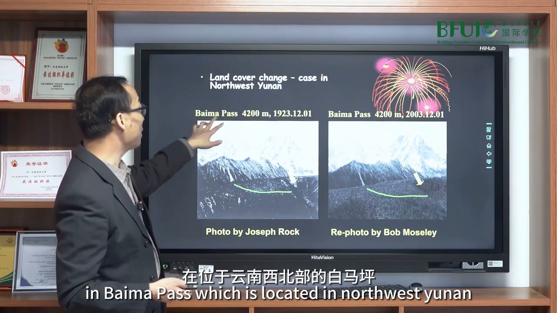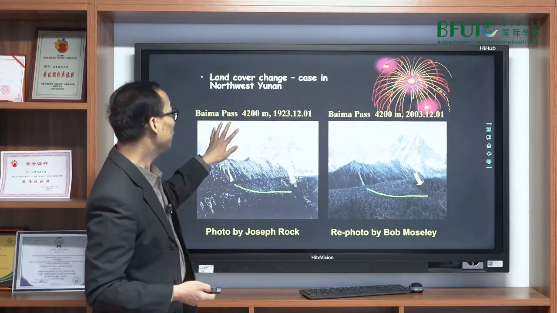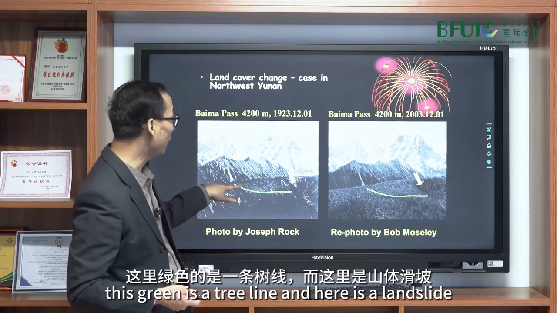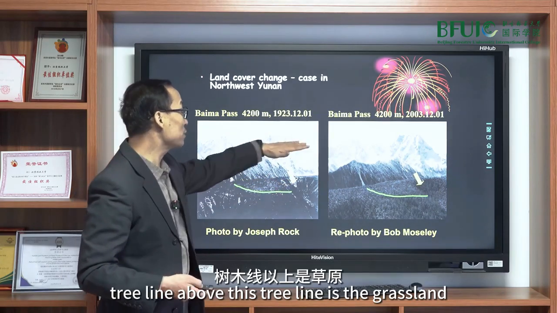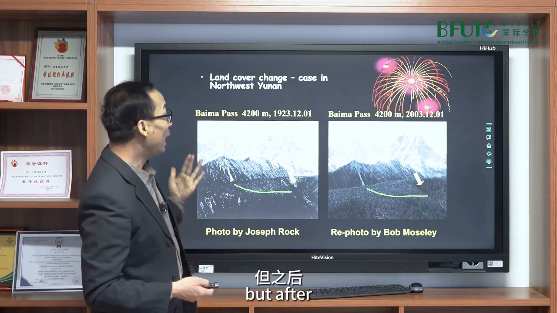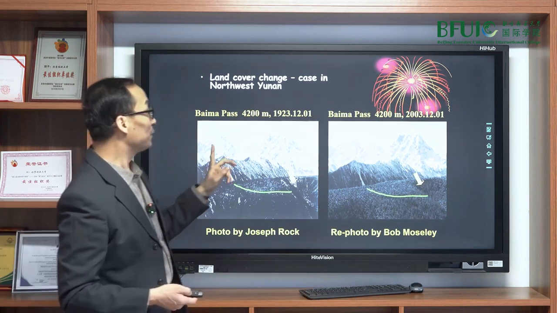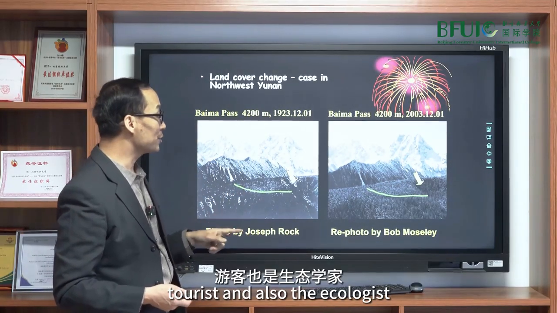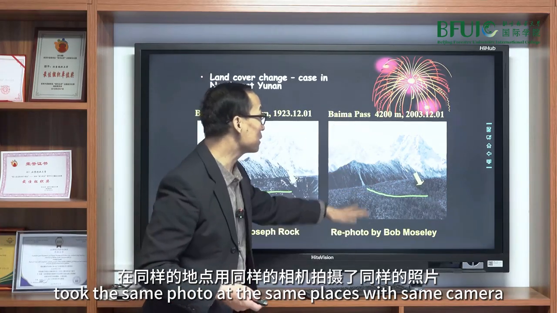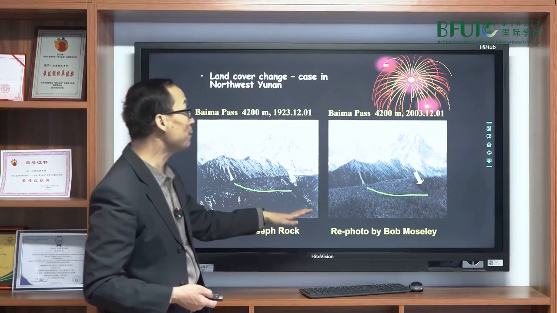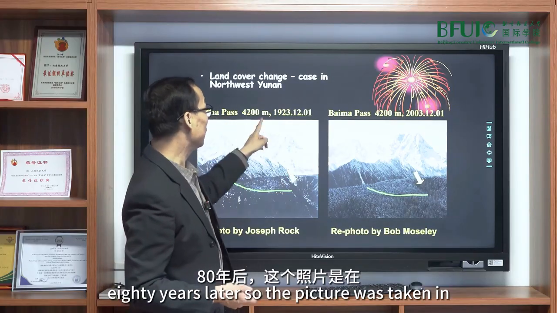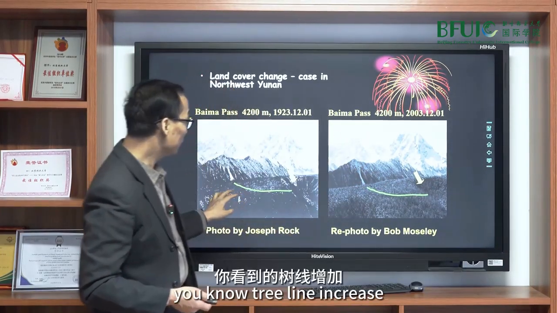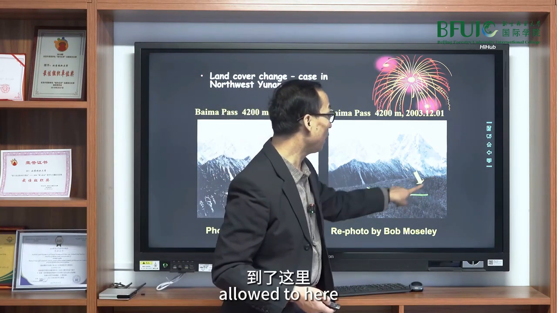He took the picture at Baima Pass, located in northwest Yunnan, at around 4,200 meters. Here is a tree line. You look, this green is the tree line, and here are the landslides. Above this tree line is grassland. But 80 years later, in 2003, another American tourist, also an ecologist, took the same photo at the same place with the same camera. The previous picture was taken in 1923, and 80 years later, in 2003, the tree line had increased a lot to here.